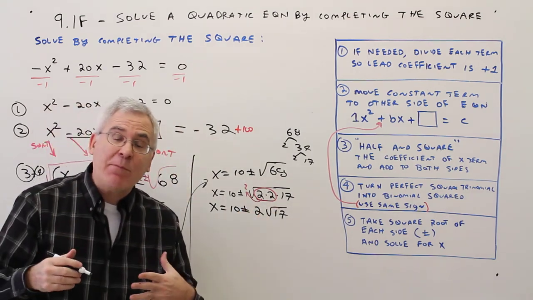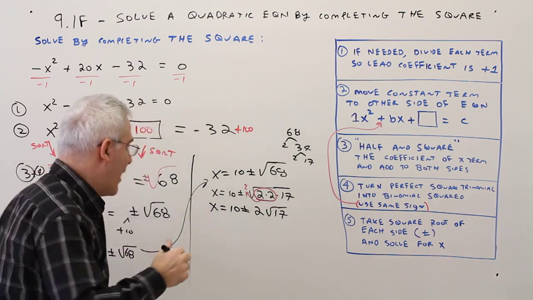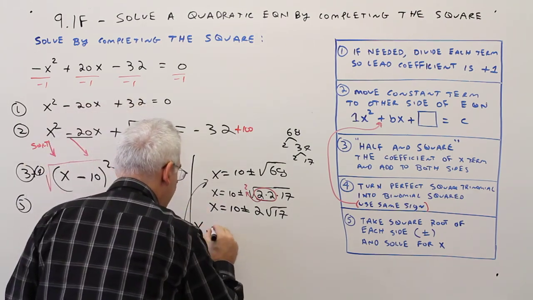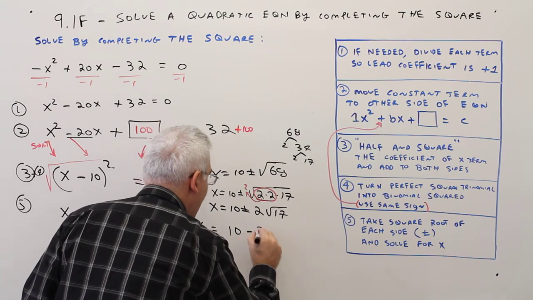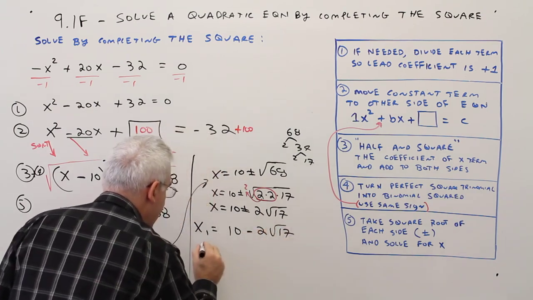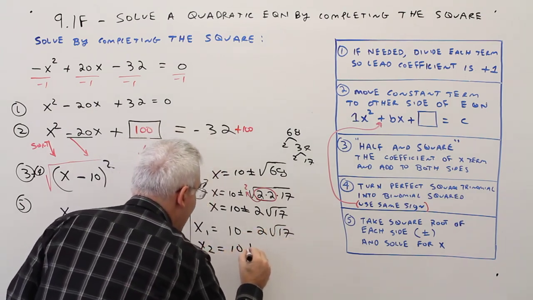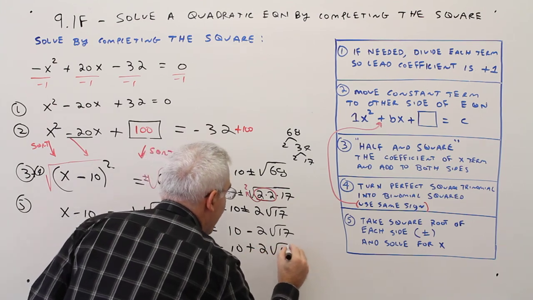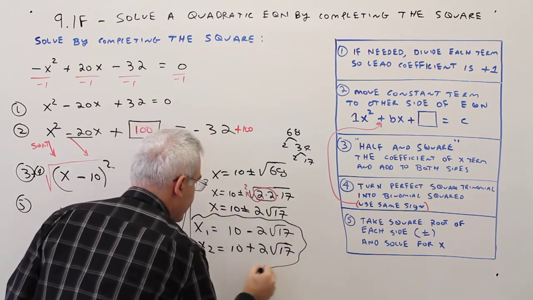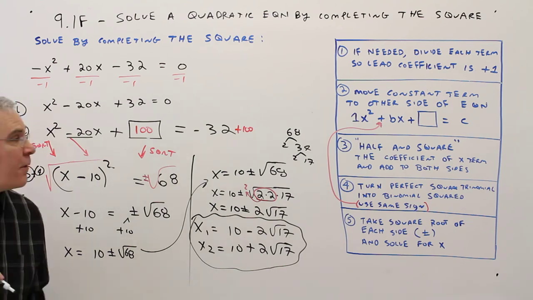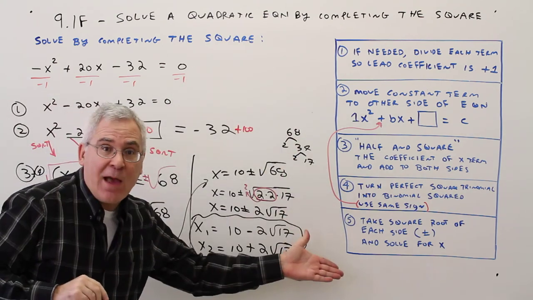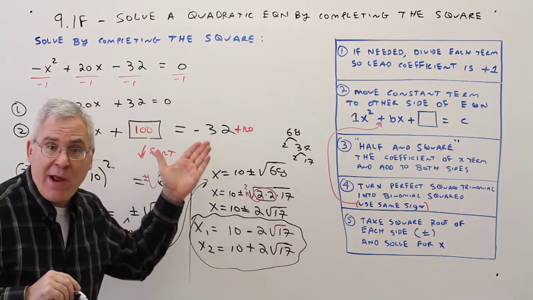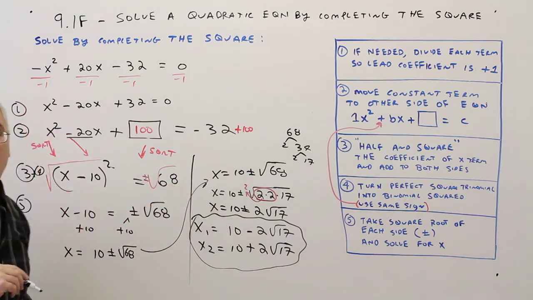And again, I like to write my answers x sub 1 and x sub 2. So x sub 1 equals 10 minus 2 radical 17. And x sub 2 equals 10 plus 2 radical 17. So there you have it, the 5 steps to solve a quadratic equation by completing the square with a worked out example.